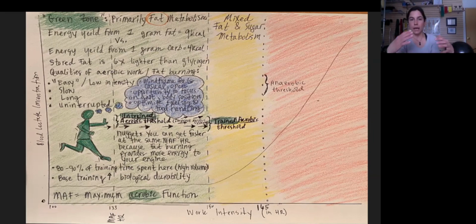So we're calling this kind of zone below your aerobic threshold the green zone, where you're in primary fat metabolism. So if you're able to improve your fat metabolism system, it's kind of amazing because for 1 gram of fat, you get 9 kcals of energy versus 1 gram of a carbohydrate or glucose-based fuel source, you're only going to get 4 kcal. So you get twice as many energy units from 1 gram of fat as you do 1 gram of glycogen, let's say.